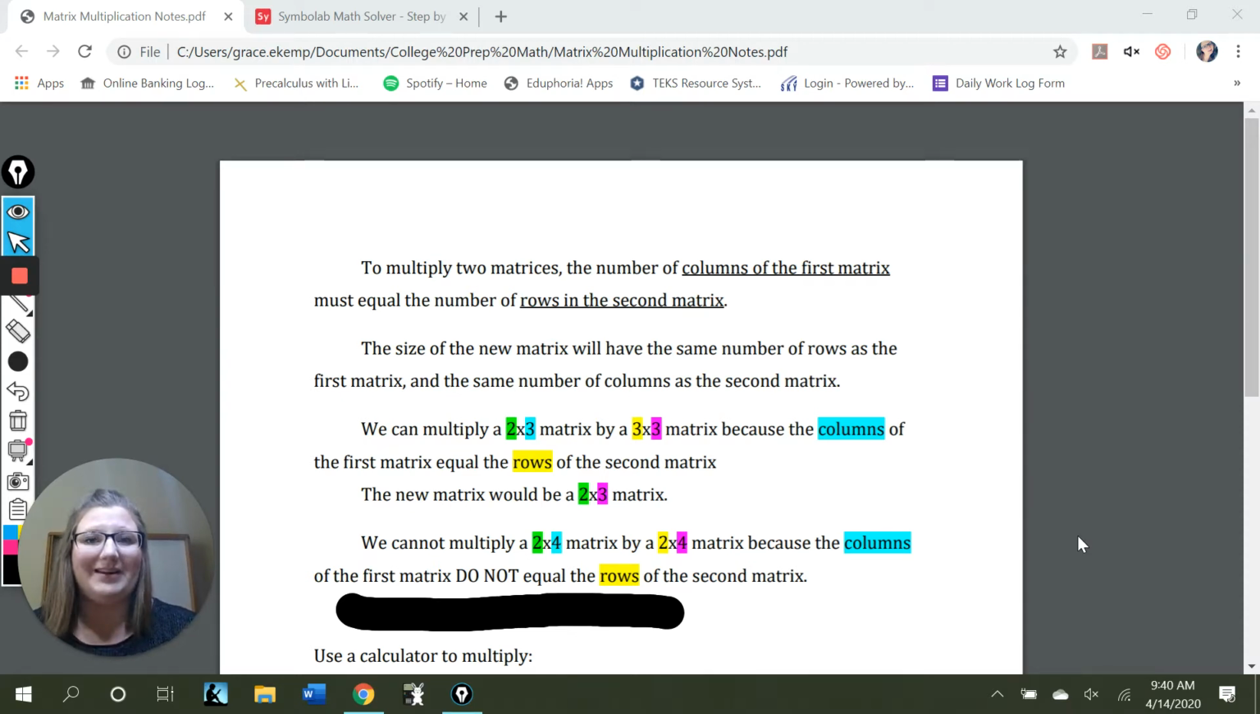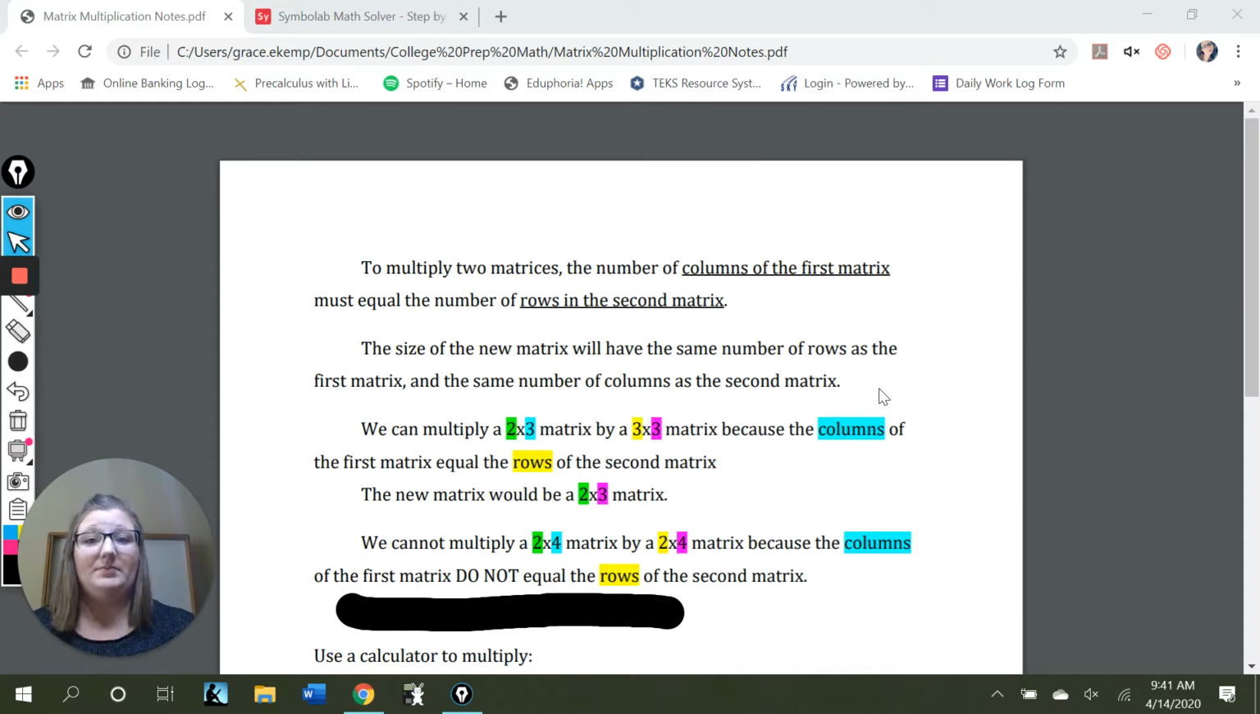So the first one is that to multiply two matrices, the number of columns in the first matrix has to be equal to the number of rows in the second matrix. So the columns of the first matrix have to be the same as the number of rows in the second matrix. The second rule talks about the size of the new matrix.